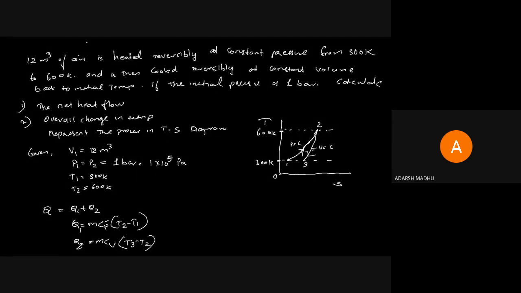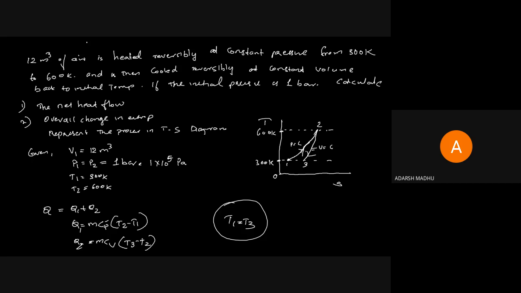So we want to find the value of mass, Cp value, Cv value, and T3 value. From the figure it is clear that T1 equals T3. T1 is 300 Kelvin, and thereafter the process happened to 2, and then back to the initial temperature as T3. So here T1 and T3 are 300 Kelvin itself. So T1 equals T3. From the figure, T1 equals T3.